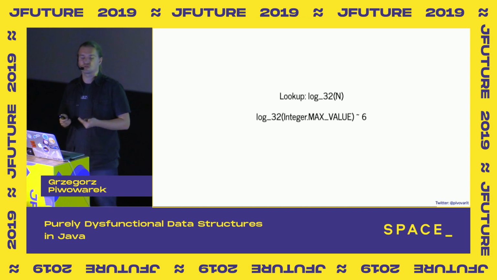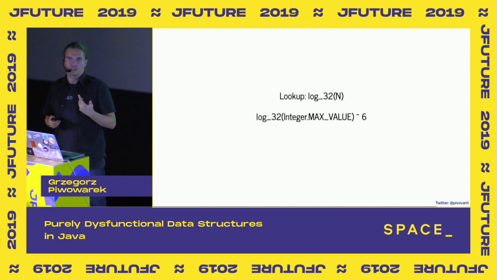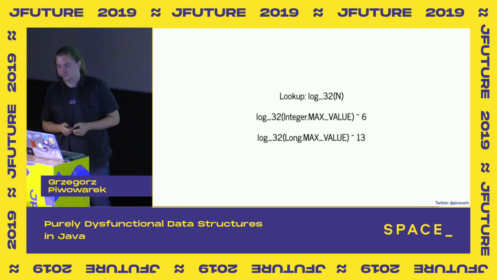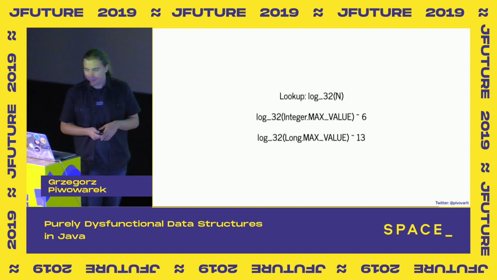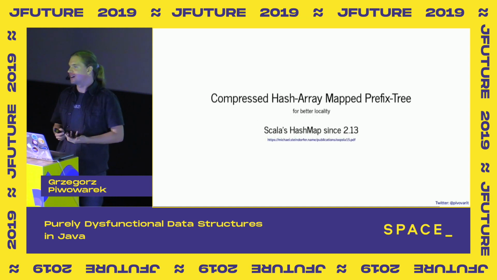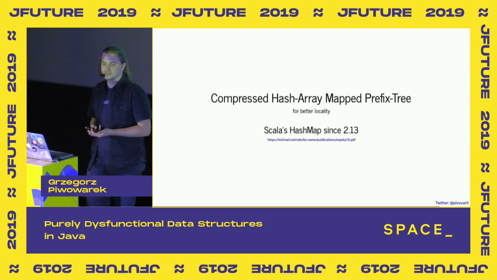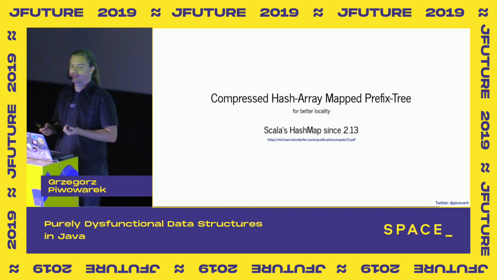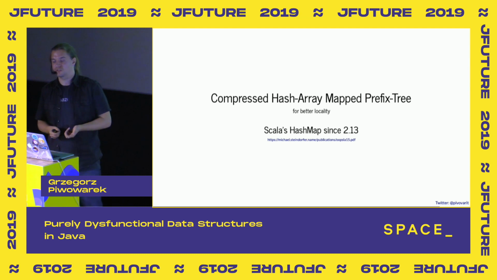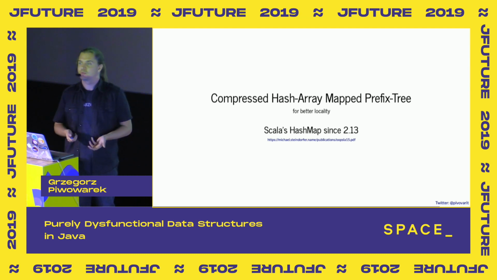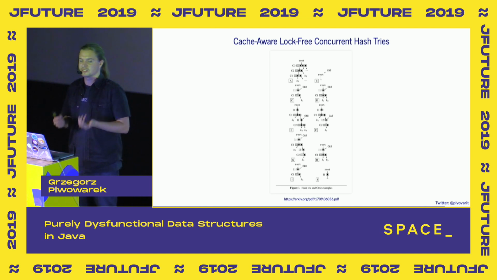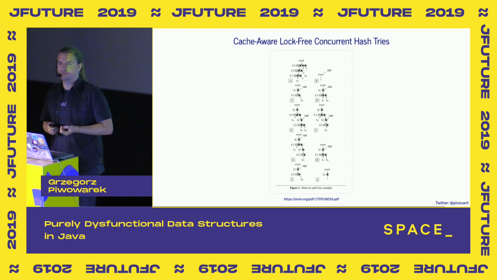To give you a clue how slowly the function grows, if we do the same for the long of max value elements, that's 13, which is pretty good. There are, of course, many other optimizations out there. So, for example, Scala 2.13 is shipped with an improved compressed hash array mapped prefix tree. People started experimenting with concurrent-friendly and snapshotable versions of those data structures, ending up with something even more difficult.